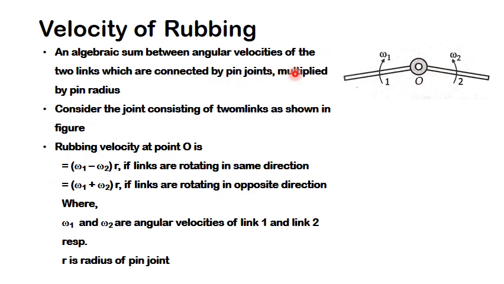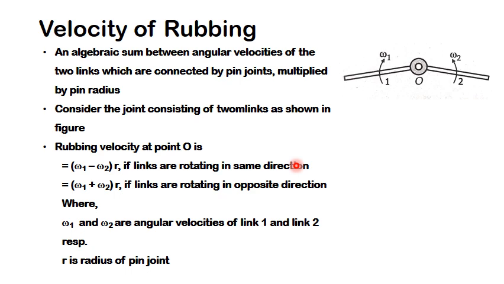So the product of the algebraic sum of these two angular velocities, omega 1 and omega 2, multiplied by the radius of this pin which is connecting these two links, is called velocity of rubbing. Rubbing velocity at point O is given as (omega 1 minus omega 2) into r if the links are rotating in the same direction, and it is (omega 1 plus omega 2) into r if the links are rotating in opposite direction.